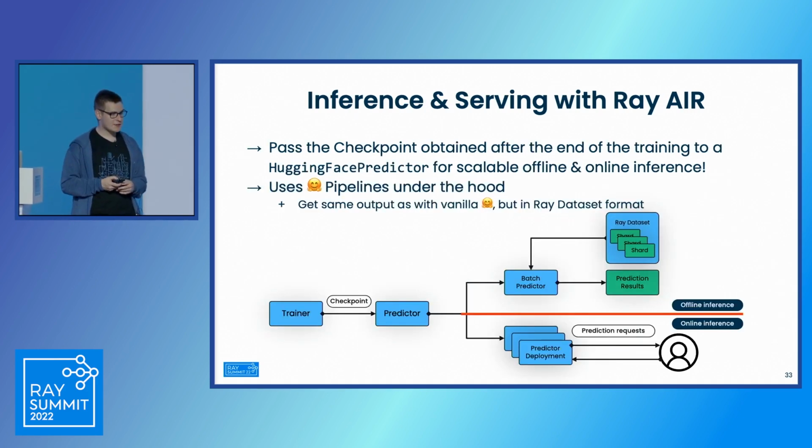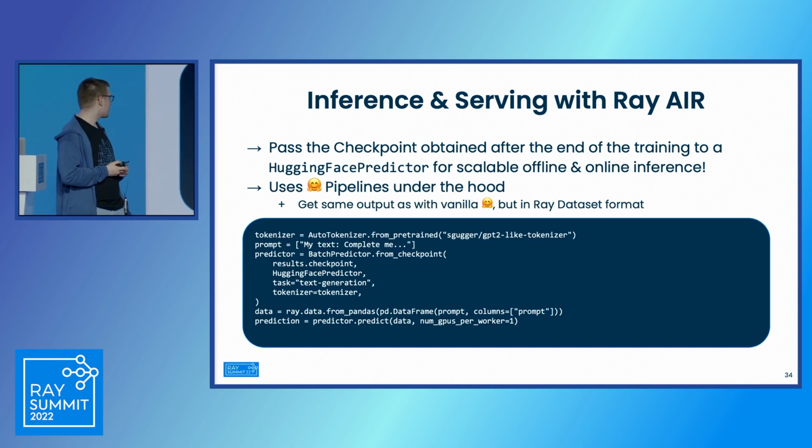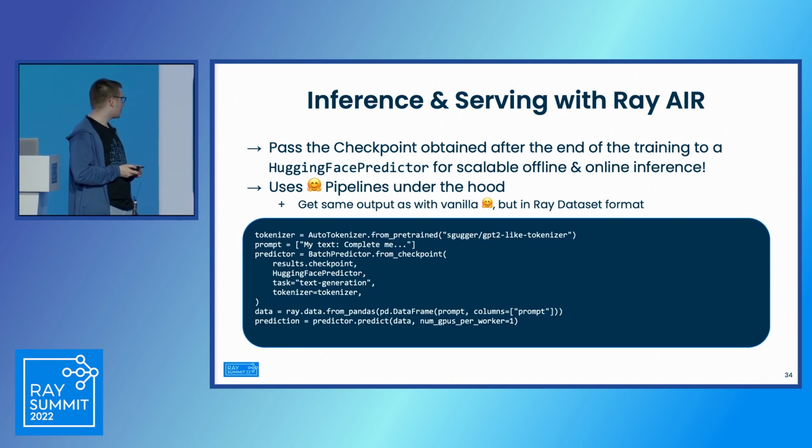And for inference and serving, we pass the checkpoint object into a Hugging Face predictor, which uses Hugging Face pipelines under the hood. That means that you will get the same outputs as with non-distributed Hugging Face, but they will be returned in Ray dataset format so that they can be used on a Ray cluster. So here is an example of calling the predictor, using the batch predictor so that the prediction is parallelized as well.